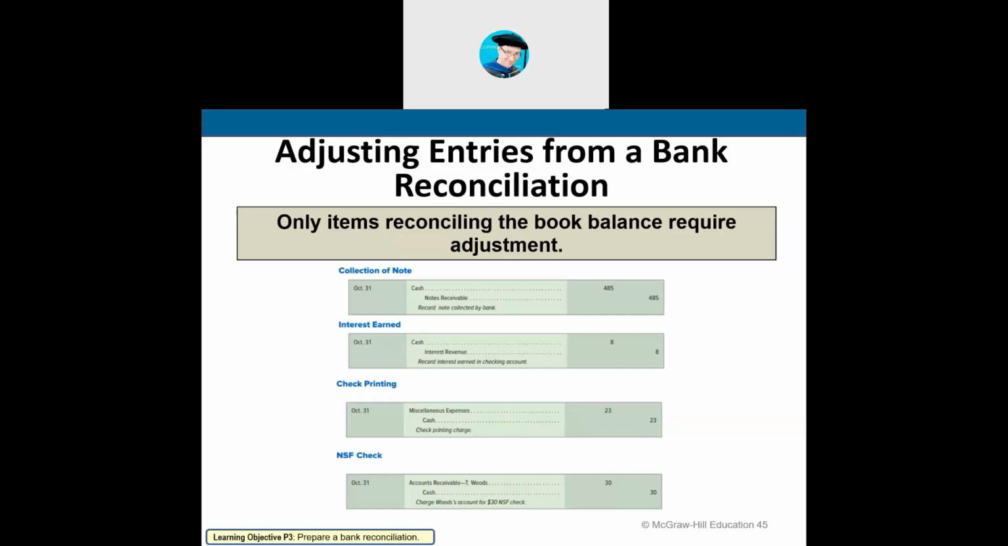Non-sufficient funds, that's a fee. Debit a receivable from that customer, because we're going to charge that customer that. Credit cash.